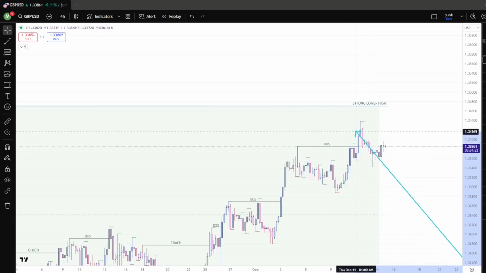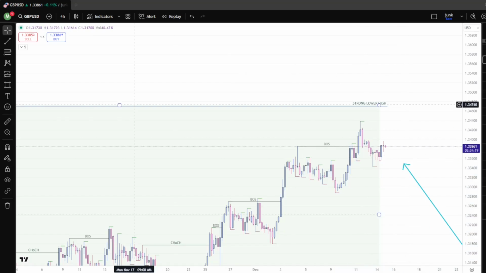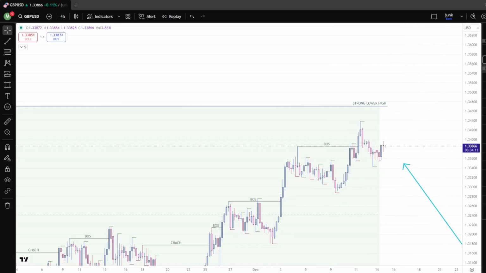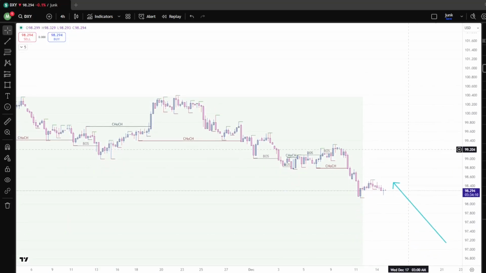So it looks like more sellers are in this market, but still in consolidation, just like with the euro, until it starts to make another impulse up. Let me briefly take a look at DXY.